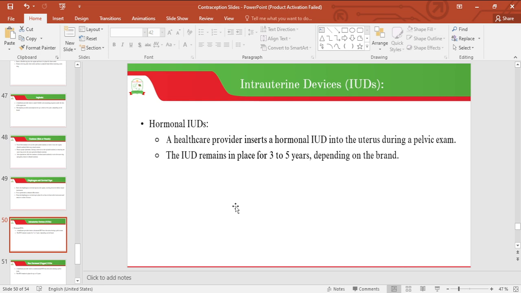Intrauterine contraceptive, intrauterine devices, the hormonal IUDs. A healthcare provider inserts a hormonal intrauterine device into the uterus during a pelvic examination. The intrauterine device will remain in place for a period of 3 to 5 years, depending on the brand which is being used.